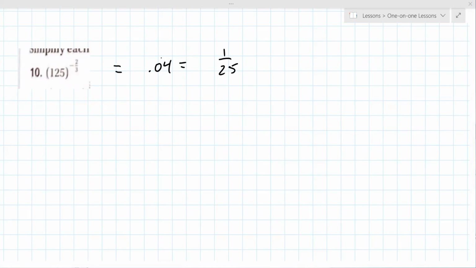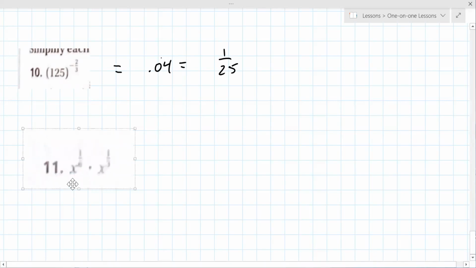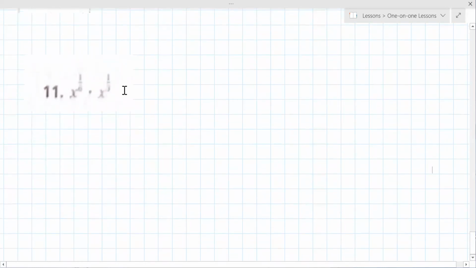Okay. I want to say it's for number 11. Is it 1/6 and 1/3 as the exponents? Let me check. It's just very difficult to see. I think it's 1/6 and 1/3. Yeah, it's 1/6 and 1/3.